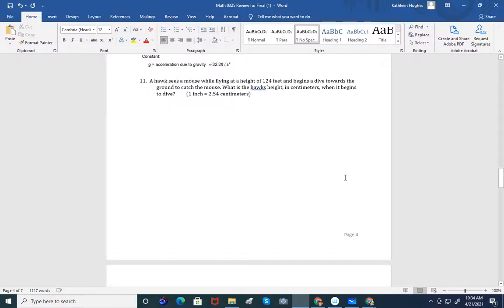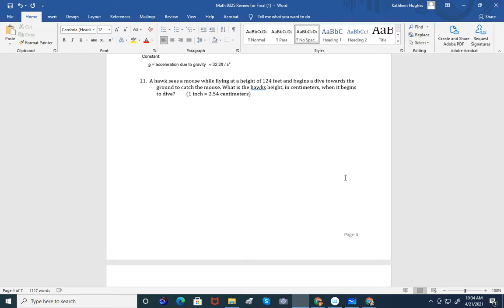Okay, so let's continue working on our review for the final. It says a hawk sees a mouse while flying at a height of 124 feet and begins a dive towards the ground to catch the mouse. What is the hawk's height in centimeters when it begins to dive? And they tell us that 1 inch is 2.54 centimeters.